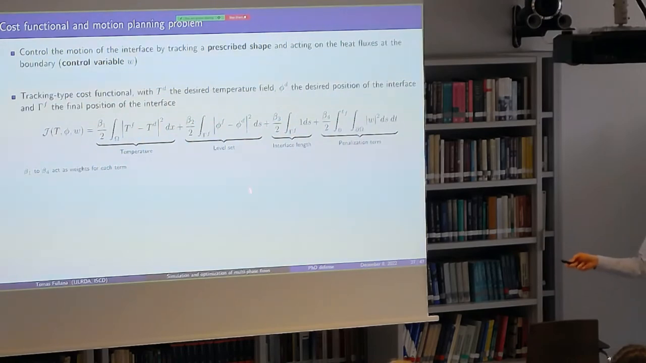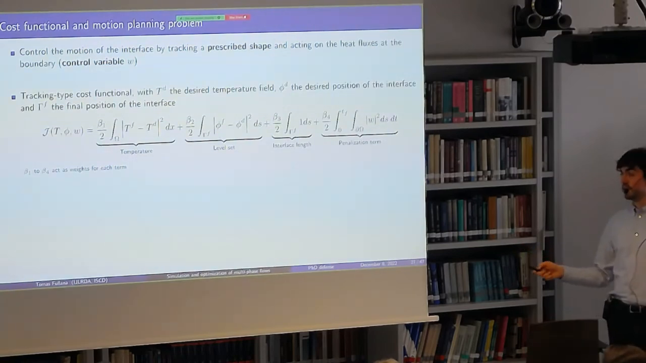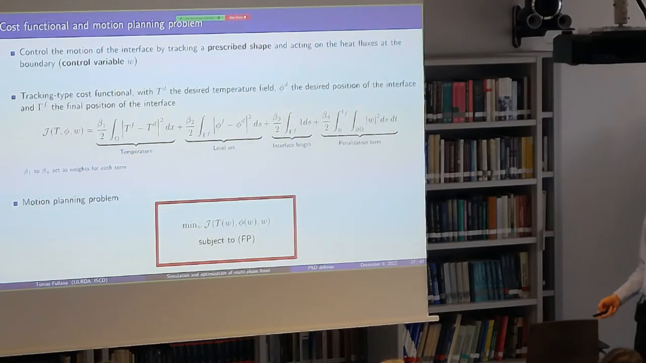We have then a term that depends on the level set, which is basically the position of the interface. We have an extra term that depends on the interface length, and this is very useful in cases where we want to kill instabilities, because instabilities will, of course, increase the length of the interface. And then we have the penalization term that will give the optimality condition, where we will be able to iteratively update the control variable.